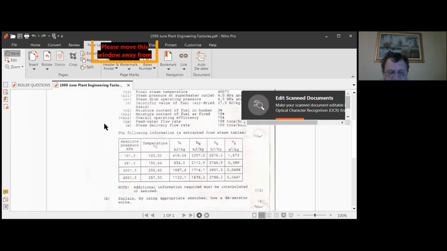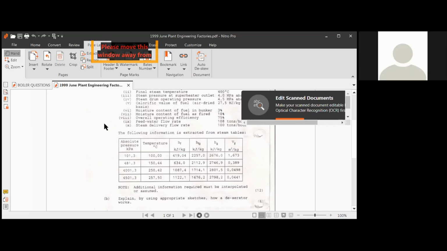Okay. Then you. Sorry, Willem, I have a question also. They said the moisture content of fuel as fired is 10%, and the line above that also says moisture content of fuel in bunker is 3%. So would you not say it's actually 13% of moisture in the fuel?